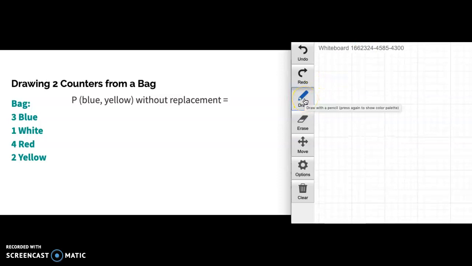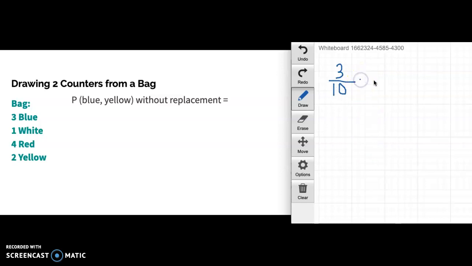So we first start with the probability of event A, which in this case is the blue. Okay, so in the bag I have 3 blue counters, so my favorable outcomes would be 3 out of total outcomes. So how many total counters are in the bag? 3 plus 1 is 4, 8, 10. So there are 10 total. So the probability of getting a blue is 3 out of 10.